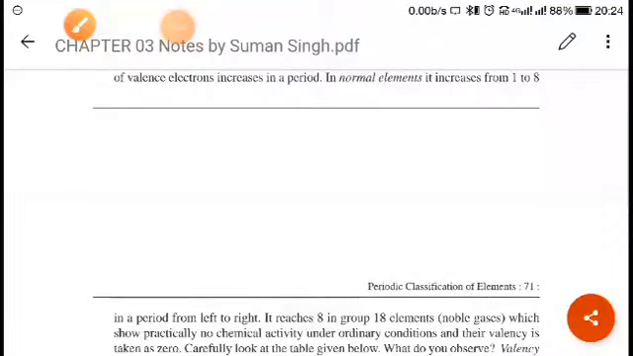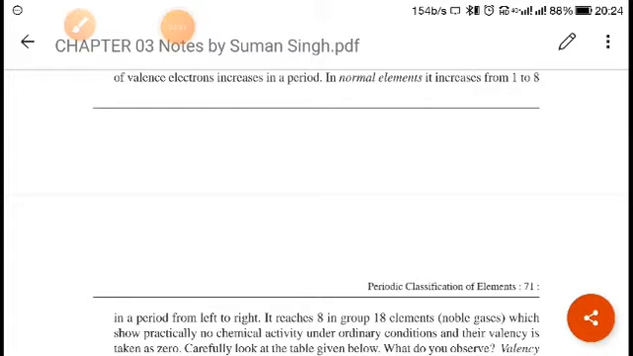One more thing: valency may also be defined as the number of hydrogen atoms, or the number of chlorine atoms, or twice the number of oxygen atoms that combine with an atom of the given element. I will give you one example.